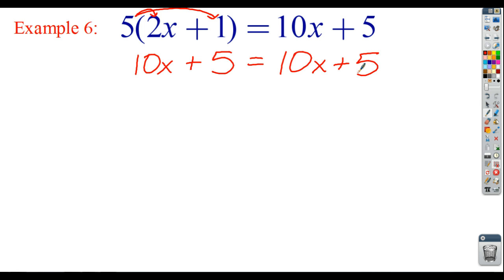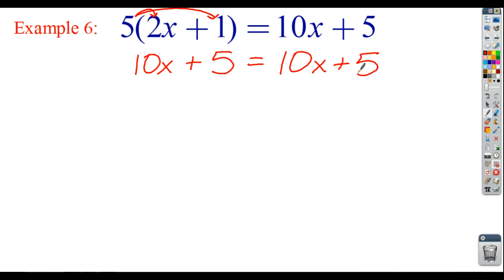And I'm hoping you look at this right away and you say the left side and the right side are the same. I mean, 10x plus 5 and 10x plus 5 are the same thing. And that's true, it is. So what we're going to do though is break this down all the way like you would normally solve it, to the very end here. And then I'll show you what it means.